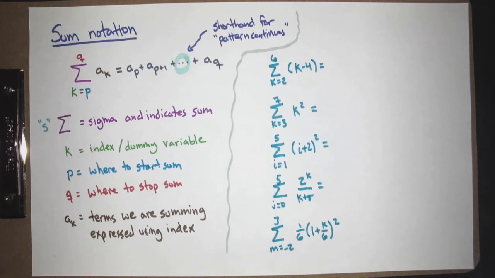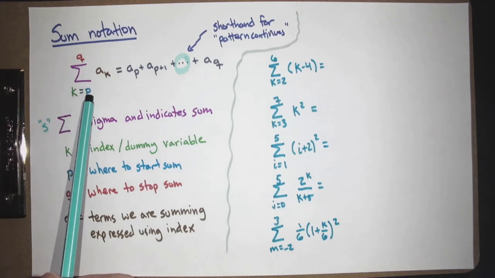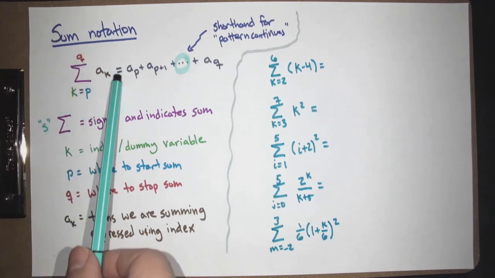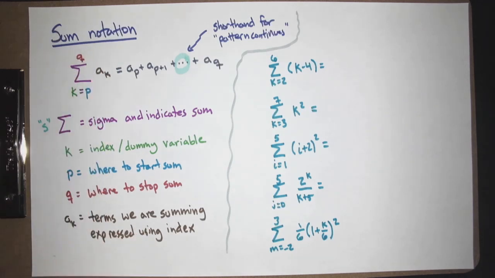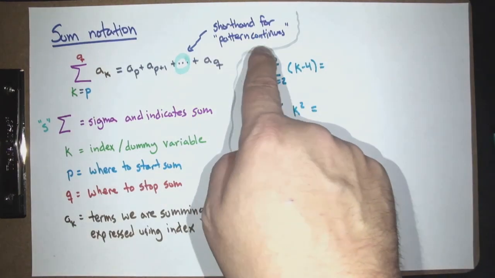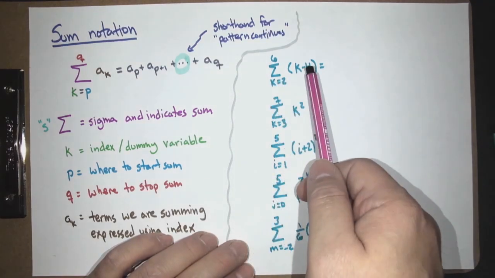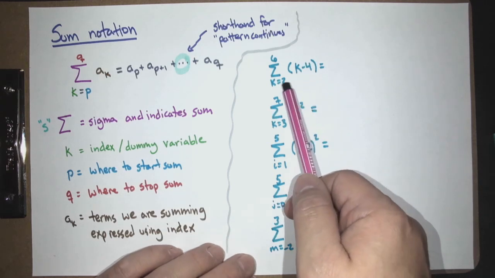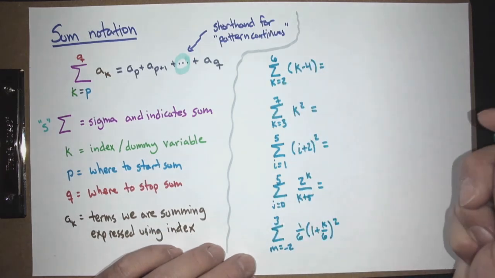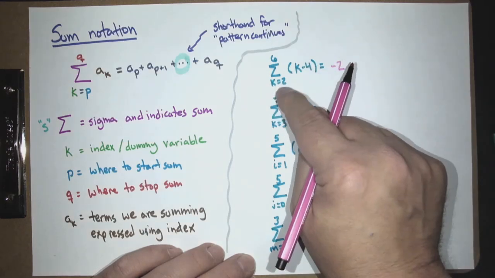So we have a bunch of sums we'll go through and practice here. But essentially, when you see this notation, you'll say, the sum from K equals P to Q of the expression, in this case, A sub K. So here, this says sum K equals 2 to 6 of K minus 4. So what's the first term? We start at 2. The first term in this sum, plug 2 in. 2 minus 4, also known as negative 2.